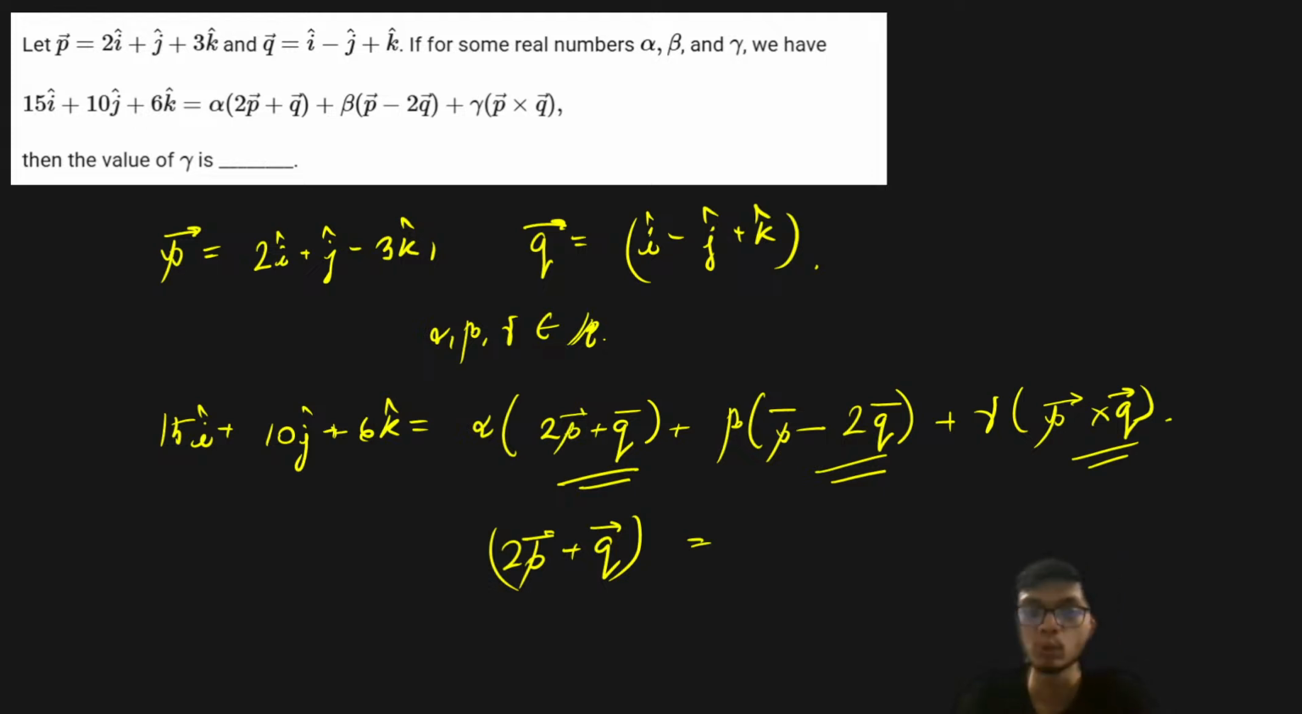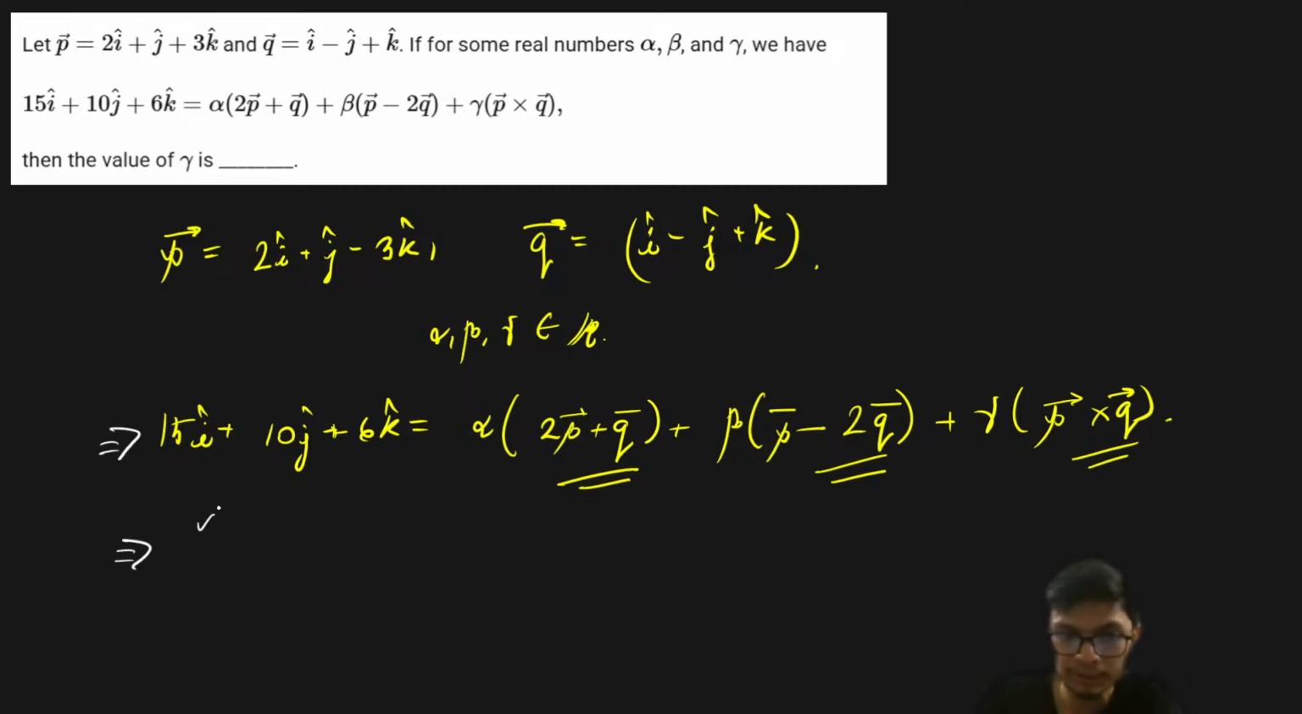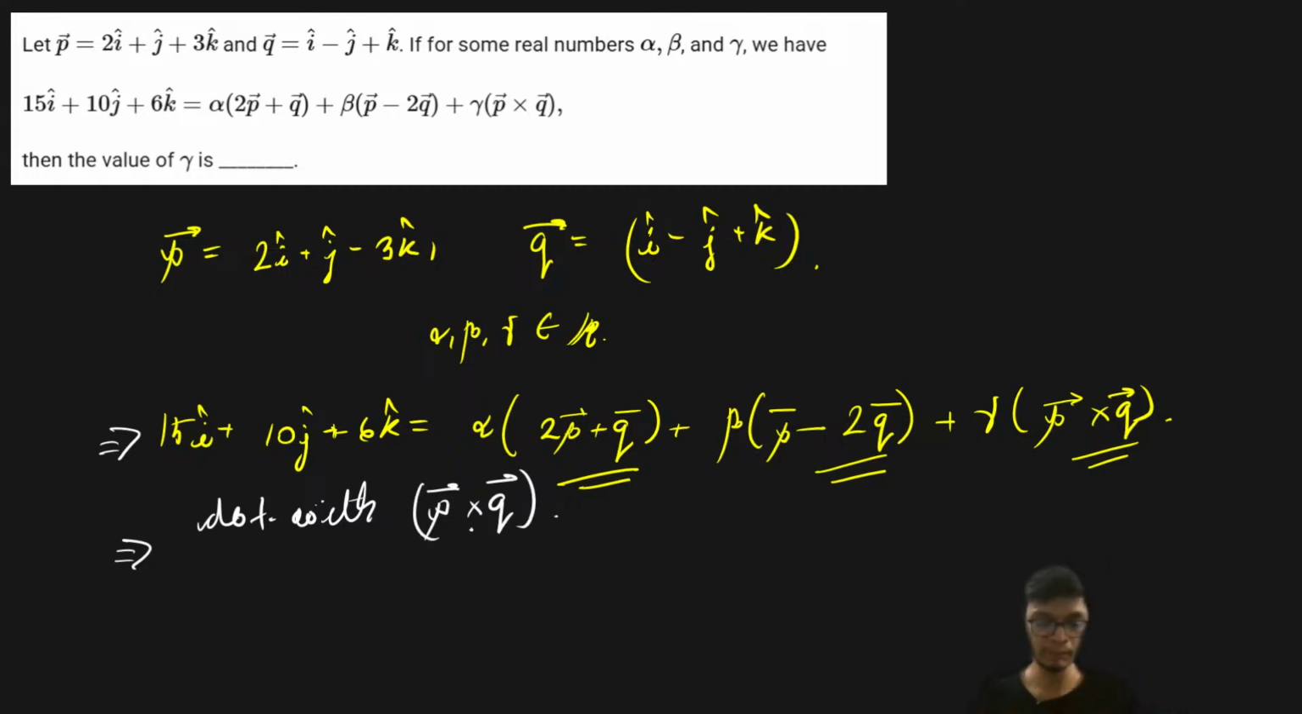Now without even doing this particular part, what is more interesting is that an interesting way can also be found as follows. What if you take a dot product with p cross q? What if I take this entire vector equation and take a dot with p vector cross q vector? If I take a dot product with p cross q, then what am I going to get? It is kind of becoming a scalar triple product, right?